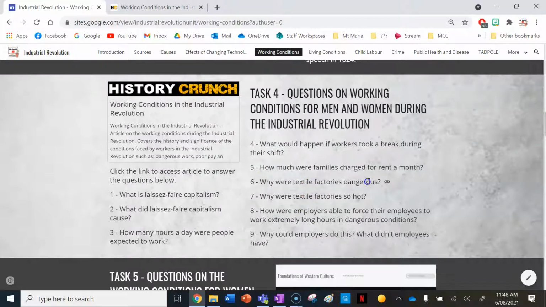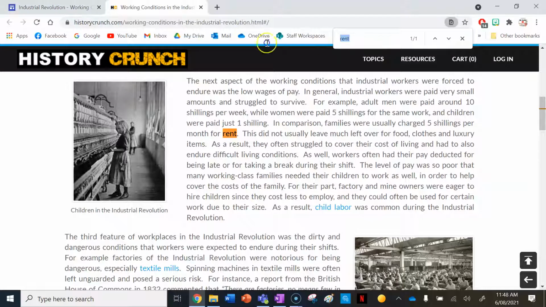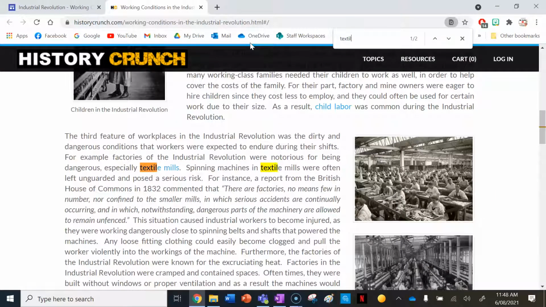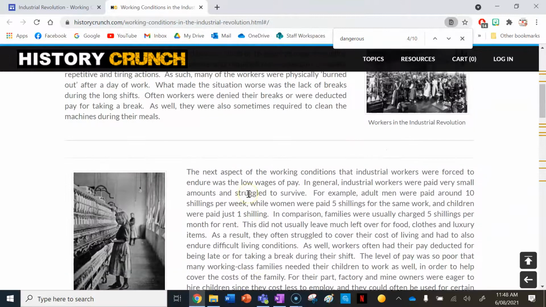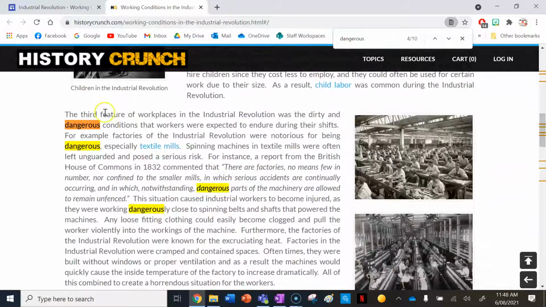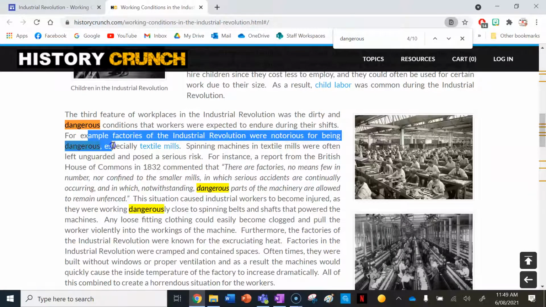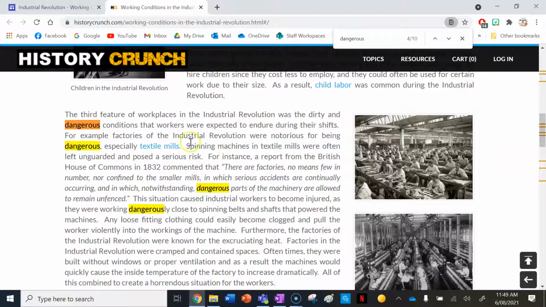Why were textile factories dangerous? So I'm going to look for the word textile. Might even look for the word dangerous as well. Dangerous has come up 10 times, and it's going to be past what I just read then. The Industrial Revolution was dirty and dangerous. For example, factories were notorious for being dangerous, especially textile mills. So this is where we're going to find our answer.